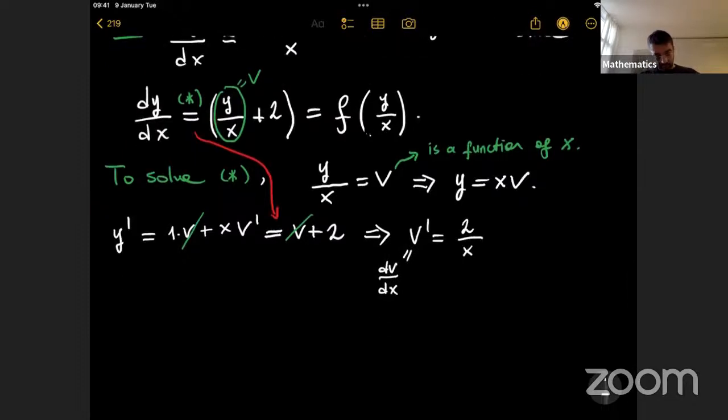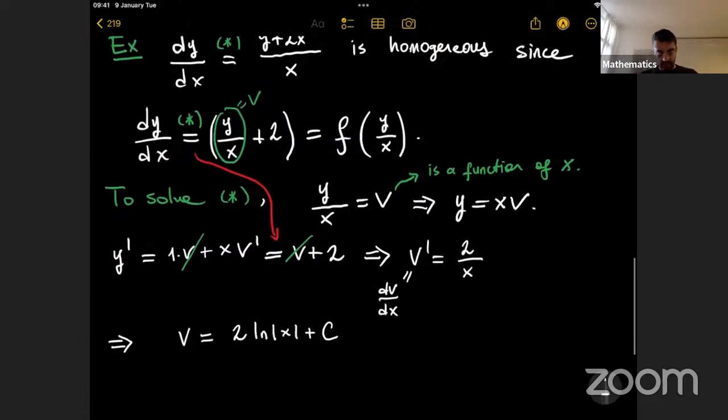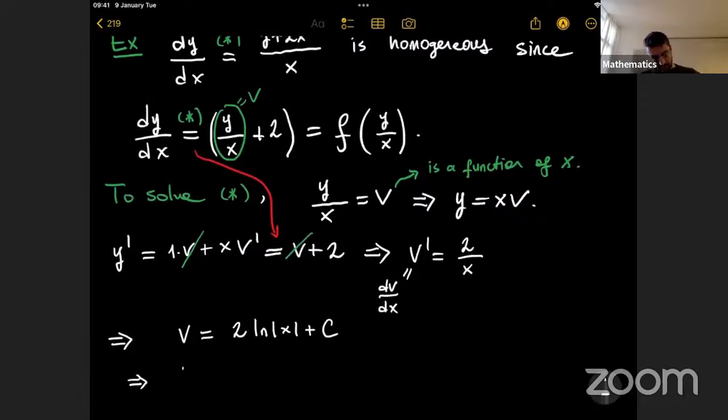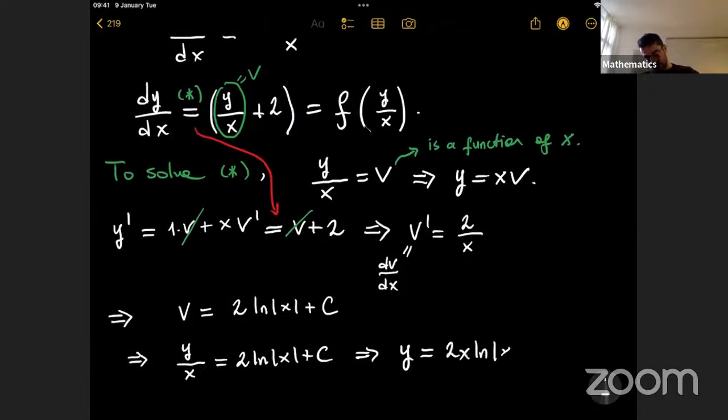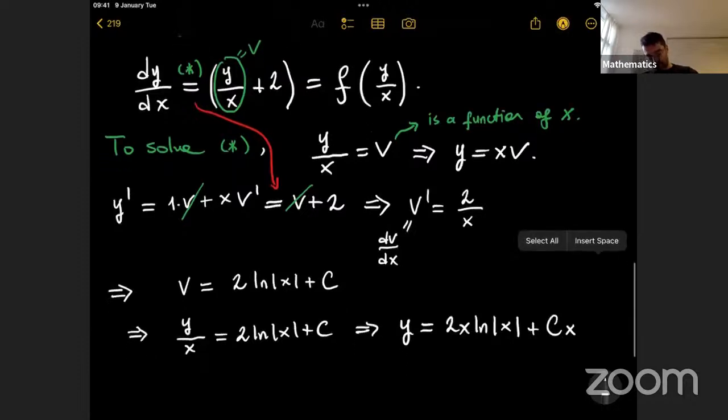So from here, v is equal to 2 times ln x plus a constant. Well, now we return to the original variables. So y over x is v, right? Which implies basically y over x is equal to 2 times ln x plus c, and y is equal to 2x ln of the absolute value of x plus c times x. C is any real number, okay? So this is the general solution of star.